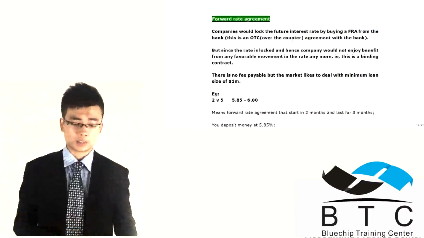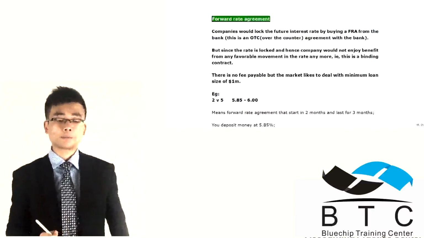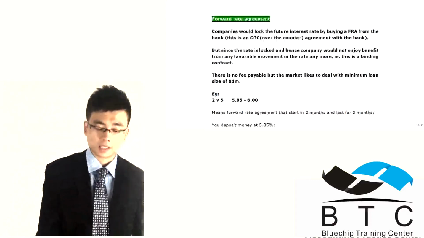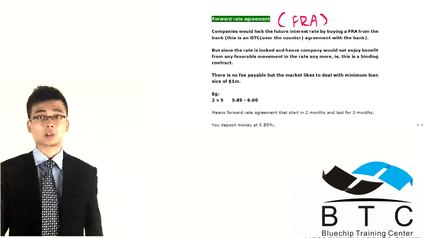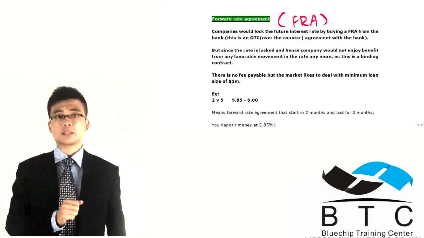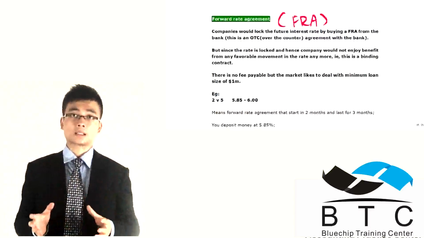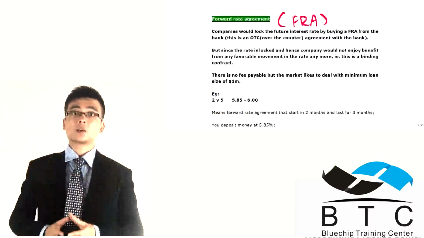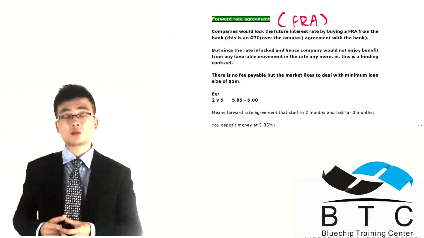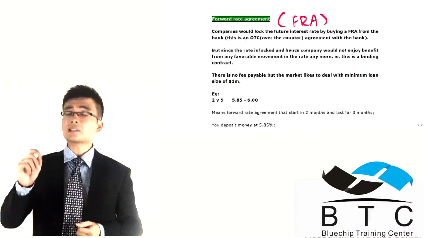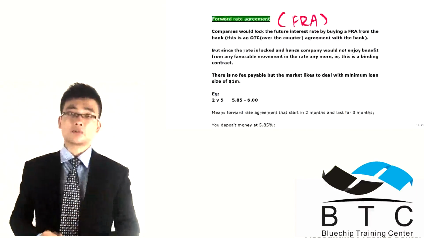We are going to look at the first type of hedging technique we can use. This type of hedging technique is called FRA, Forward Rate Agreement. What this actually means is we're going to enter into a binding contract with the bank, at a particular rate, to borrow money or deposit money at some point in the future. Because this is a binding contract, we need to exercise it at some point in the future.